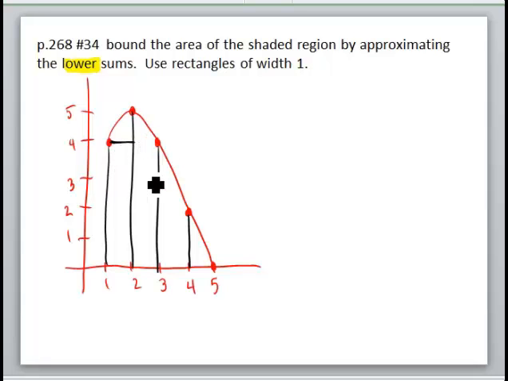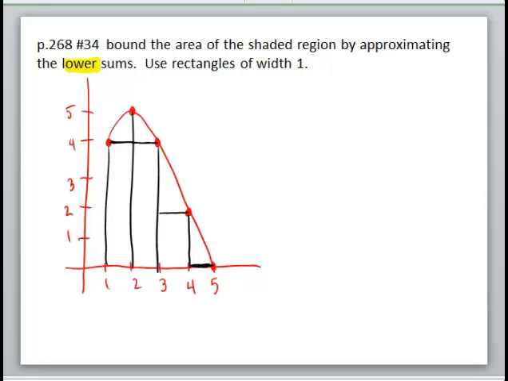The same thing for the second rectangle. I want to make it go below, and if I use this dot, I'm going to have a rectangle above. So I want to use this dot right here. And then for my third rectangle, this is the dot I will use and go across from. Again, if I use this one, I'd be above the curve. And then this last one isn't a rectangle at all, because if I use this dot, I'd be above the curve. That's not a lower sum. I would have to use the dot down here, which actually makes the area of that rectangle 0.